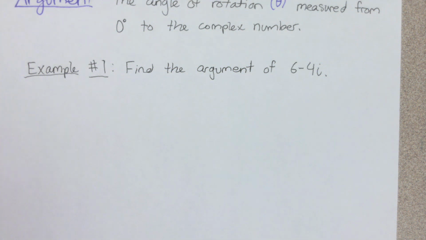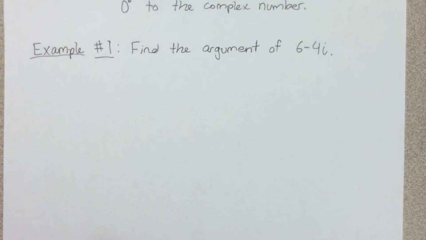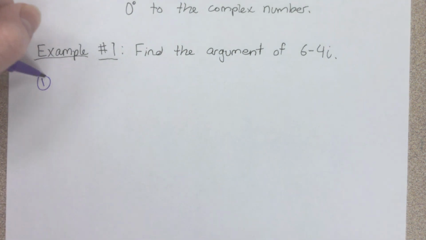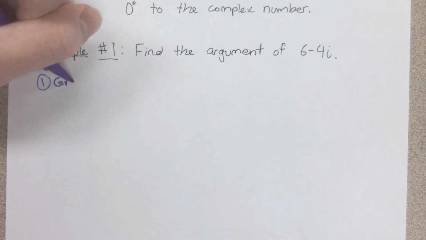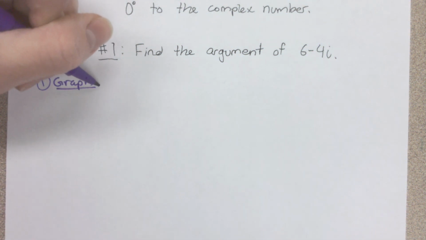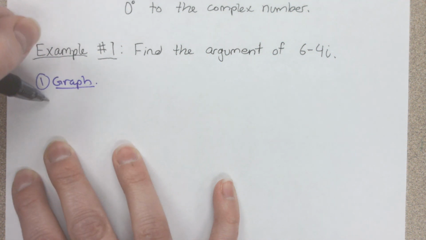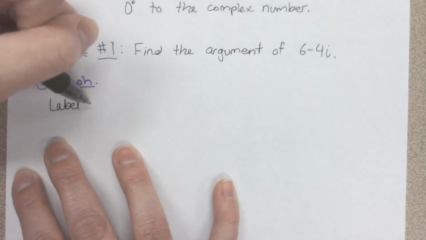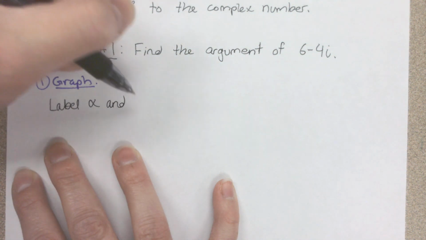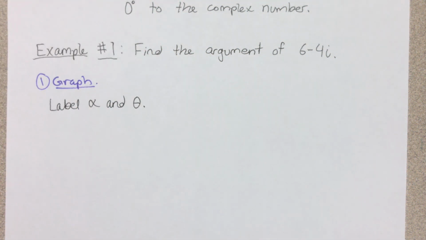Again, this process has multiple steps. I will write them out as I go. First step is graph. And when we graph, label alpha and theta. Just like we did in the past, it's the same thing.